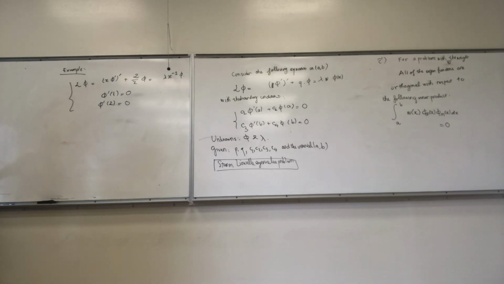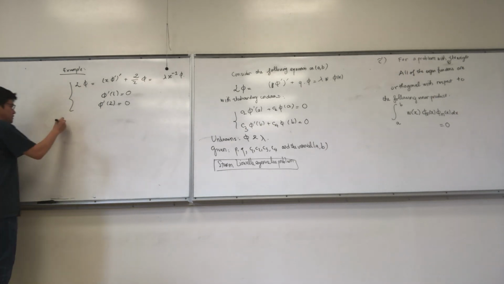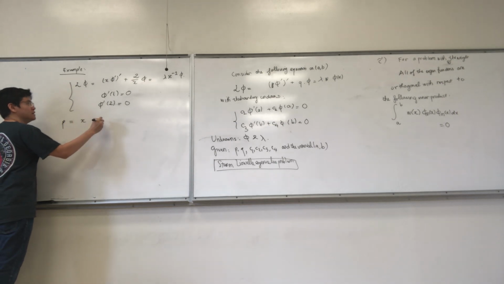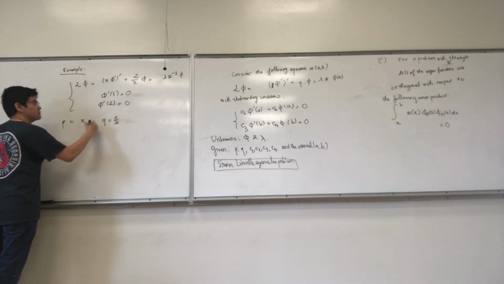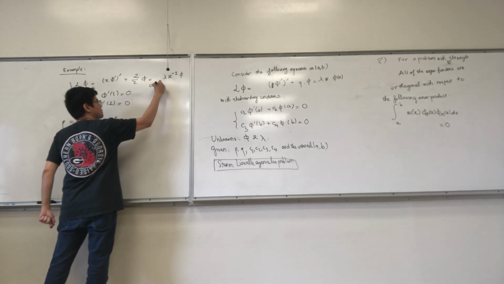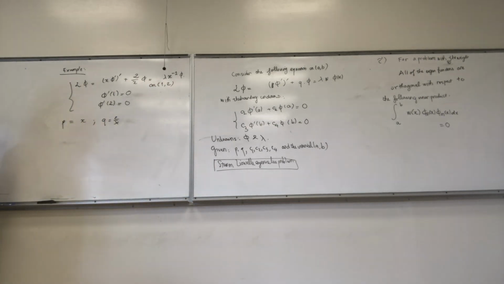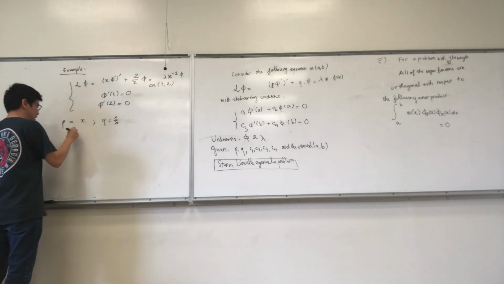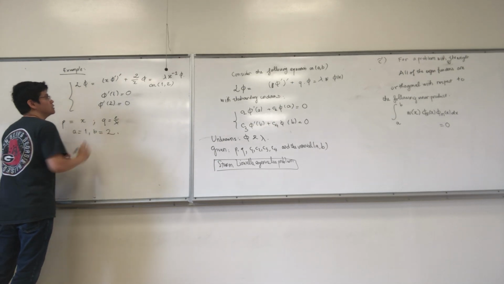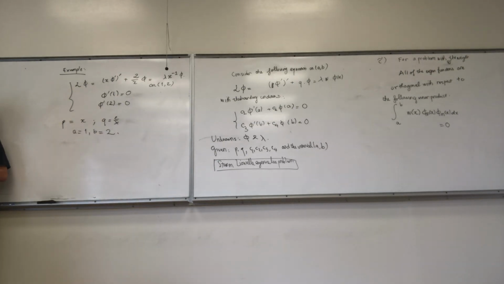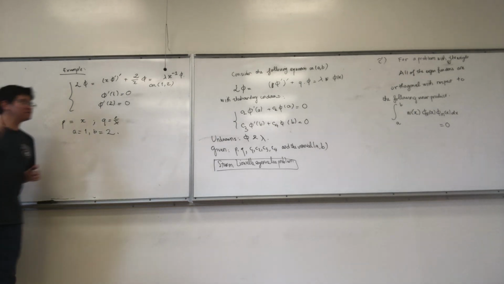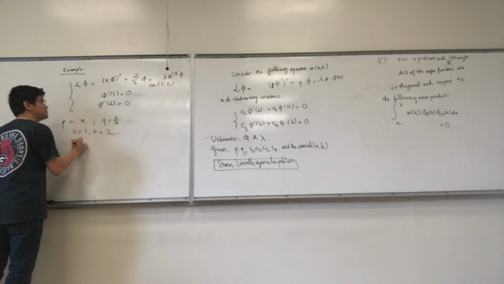Right? So can you tell me what is the value of P and Q? Yes? P is x and Q is 2 over x. So in this case, P is x, right? And Q is 2 over x. So what are the values of A and B? So A is 1 and B is 2. What is the W? Yes? X to the negative 1. So x to the negative 1.